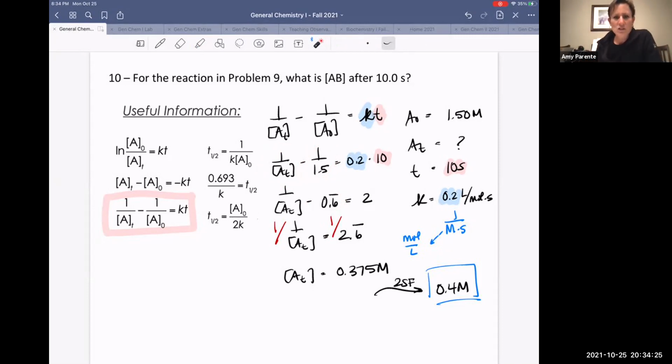And then once we combine like terms, this is going to be 2.666. And then we can take 1 over both sides to isolate a sub t by itself. That's how we get 0.375 molar. And again, if I were to round to two significant figures, I would round to 0.38.